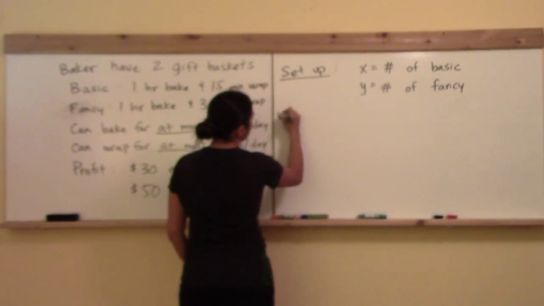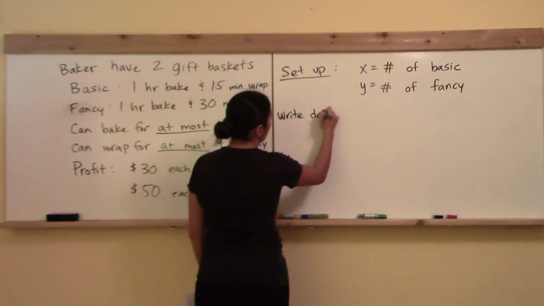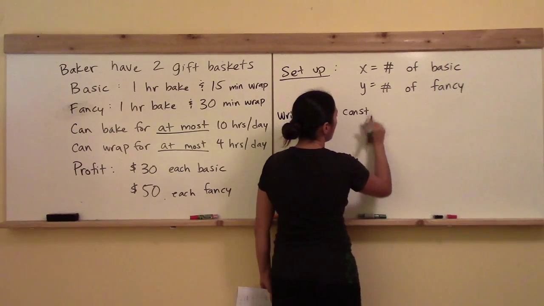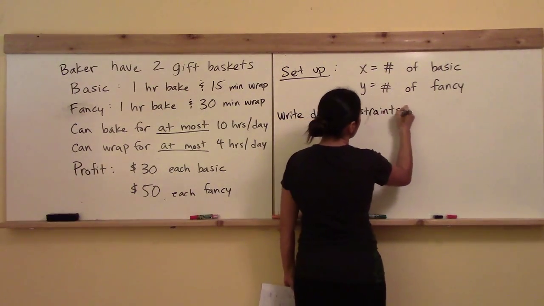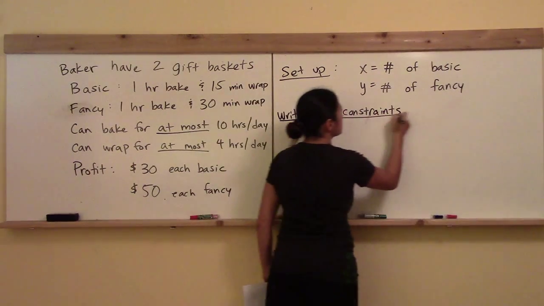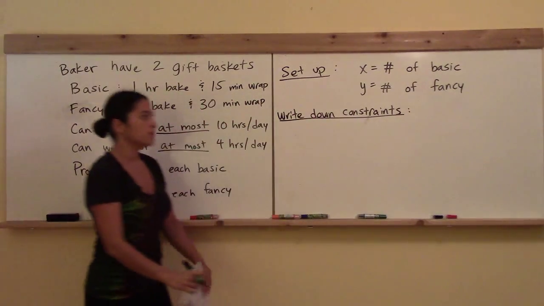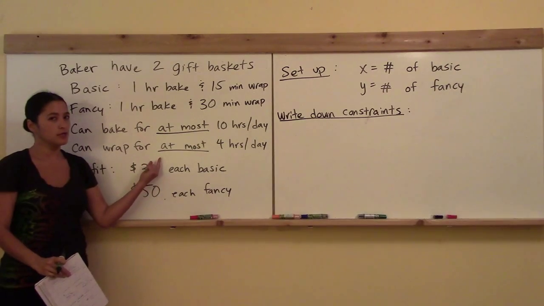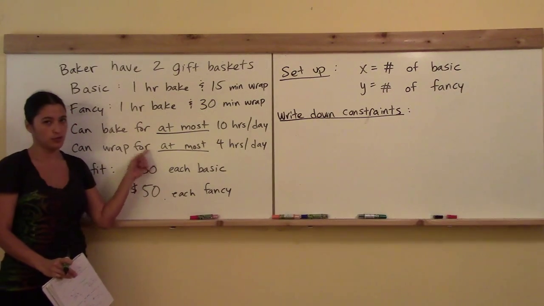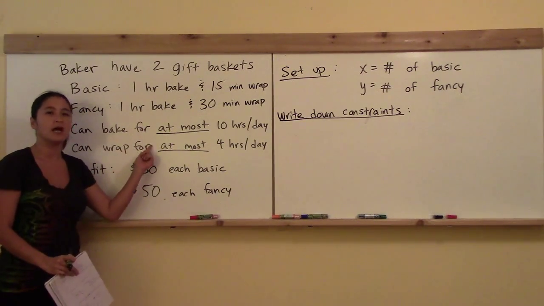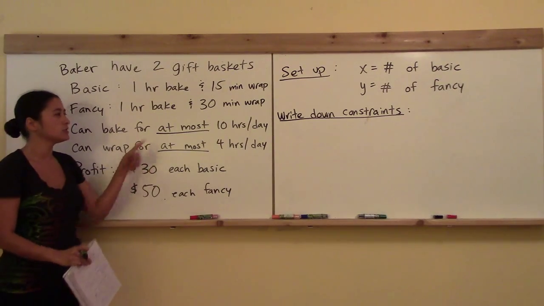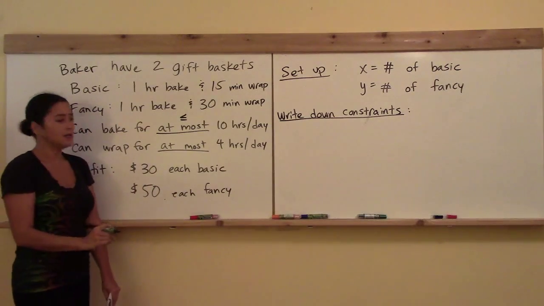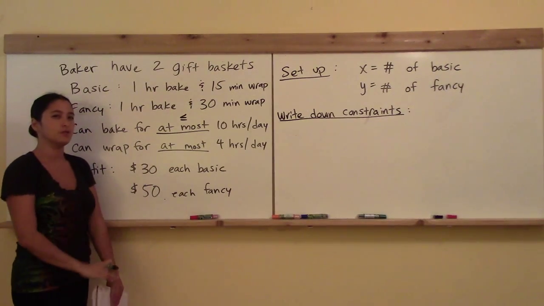Okay, so now the next step is going to be write down my constraints. Constraints. And now I want you to practice this. Knowing that my x is the number of basics that I'm going to make, my y is the number of fancies I'm going to make. You see these keywords right here? Look for these in the word problems that you're doing. Keywords like at most or at least. Because at most is going to turn into this, okay? And then at least would turn into the other type of inequality.